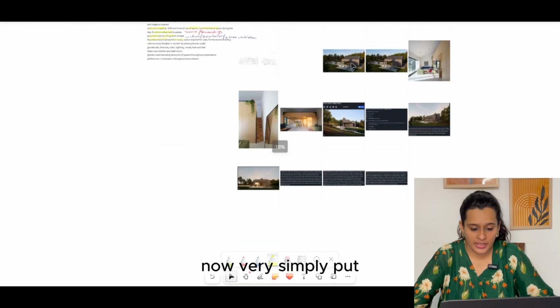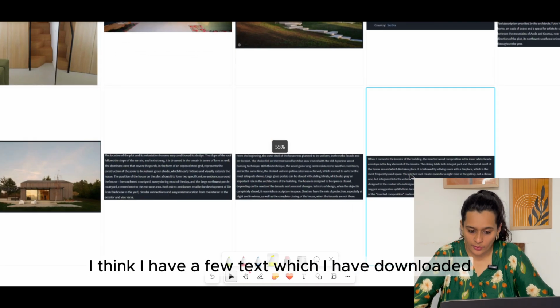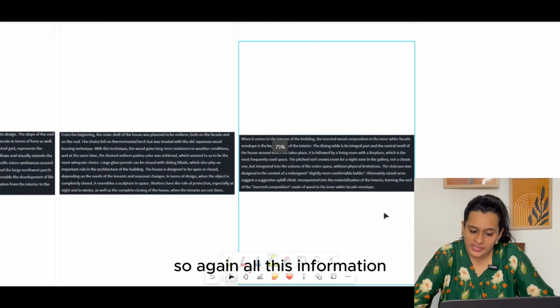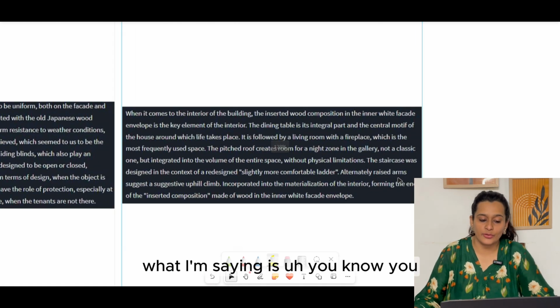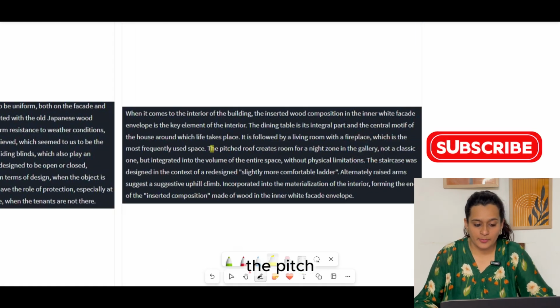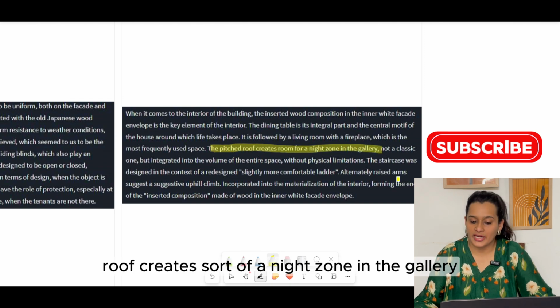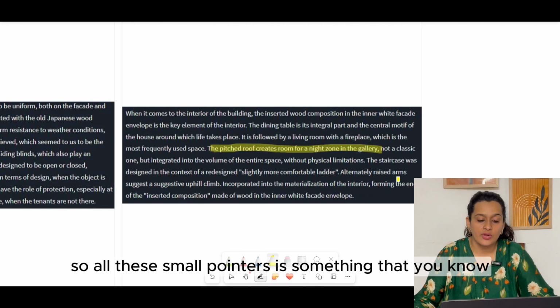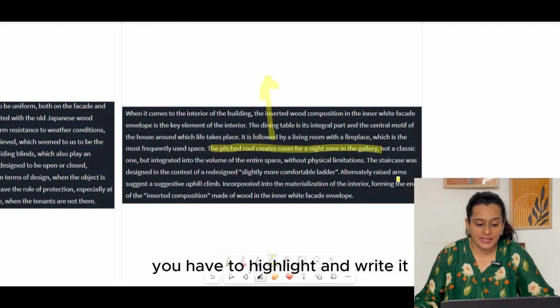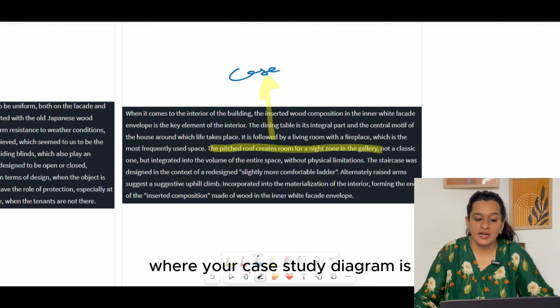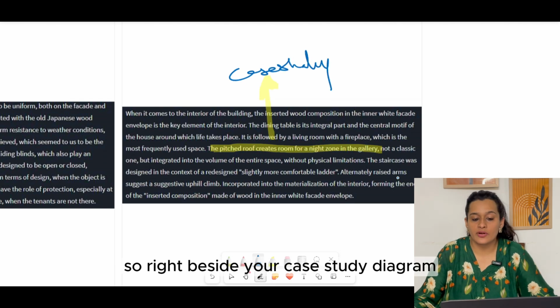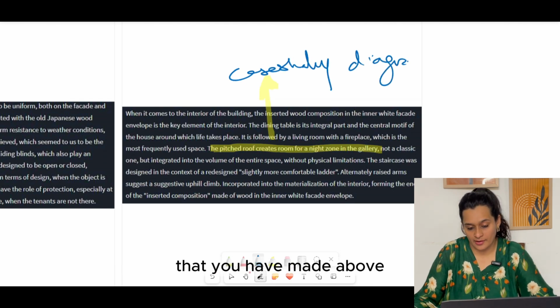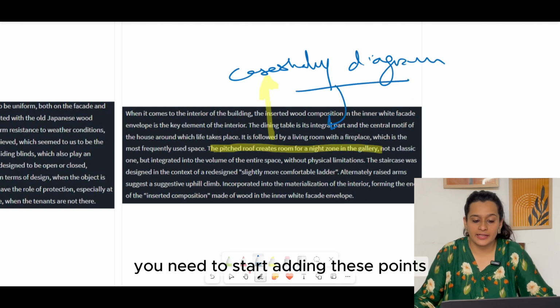Now, very simply put, I have a few texts which I have downloaded. All this information, what I'm saying, is literally from here. Say the pitched roof creates sort of a night zone in the gallery. All these small pointers are something that you have to highlight and write where your case study diagram is. Right beside the case study diagram that you have made above, you need to start adding these points.